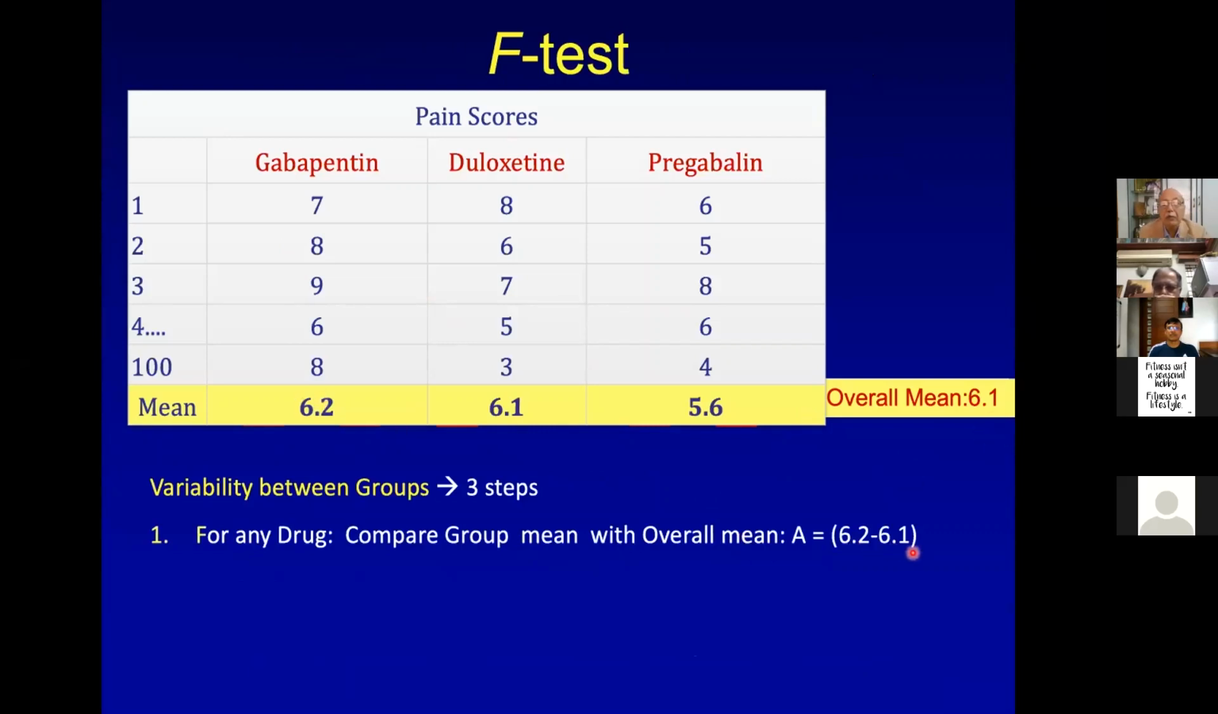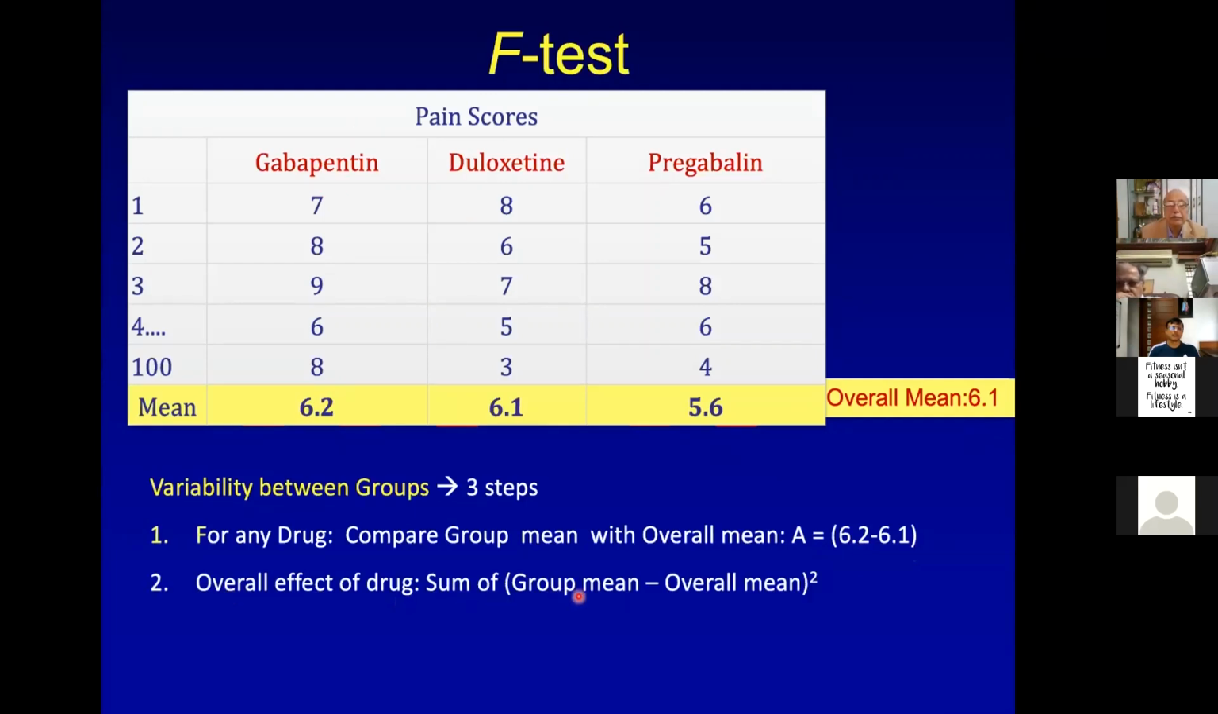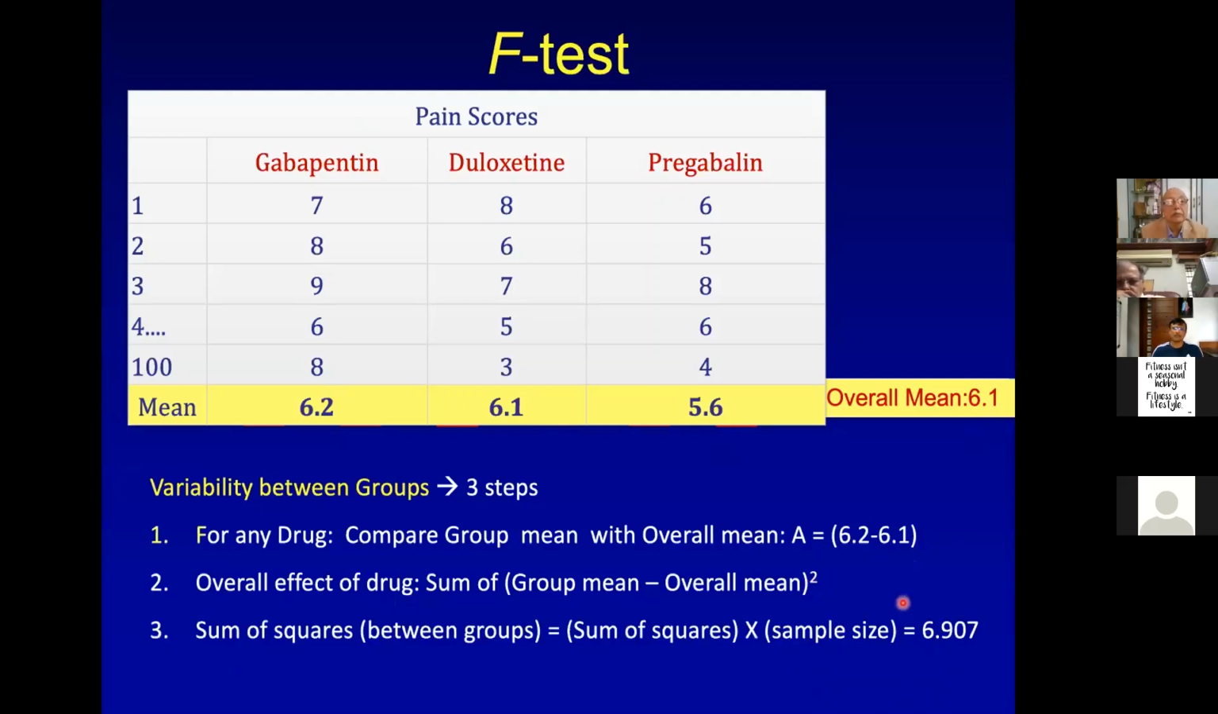Can we see this here? This is the mean of group A, sorry, the gabapentin group. So this is group A, 6.2 minus 6.1. Then the overall effect of the drug is the sum of the group mean minus the overall mean, squared. Let's not go into the statistics of why it is squared, and then we take the square root later on. So we leave out all of that. Then we take the sum of the squares between the groups and multiply it by the sample size, and 6.91 is what we get.